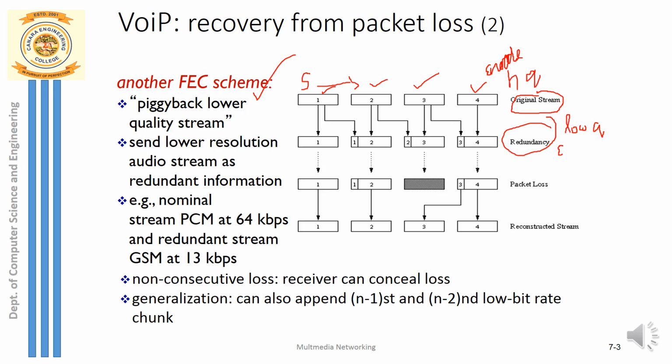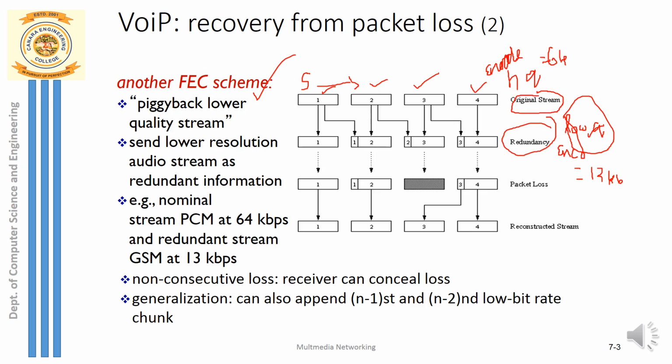The encoding rate will be lesser compared to the encoding rate of the original stream. Suppose the encoding rate of the original stream was 64 kilobits per second, our low quality encoded redundant stream rate will be just say 13 kbps. So what is that? If you are encoding at a smaller rate, that becomes a low quality audio, and that low quality audio we are sending as a redundant stream.